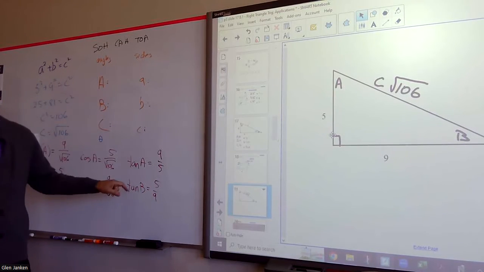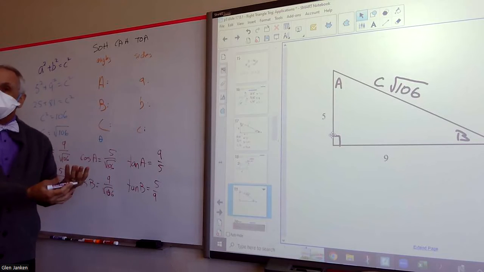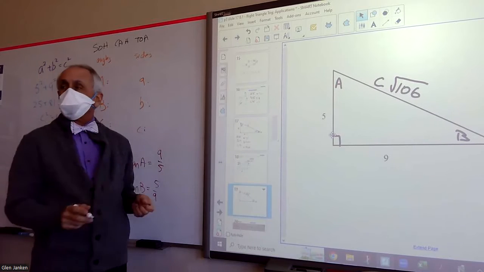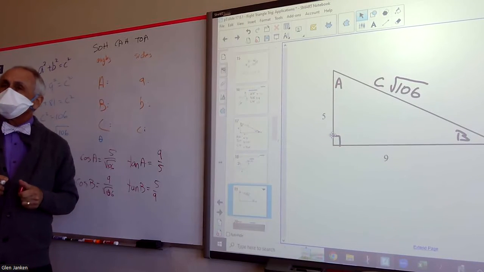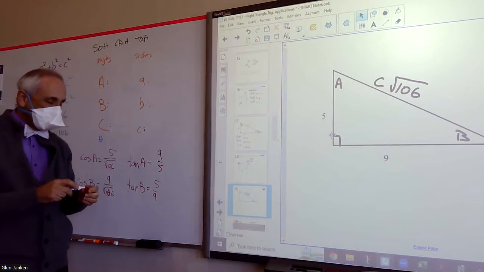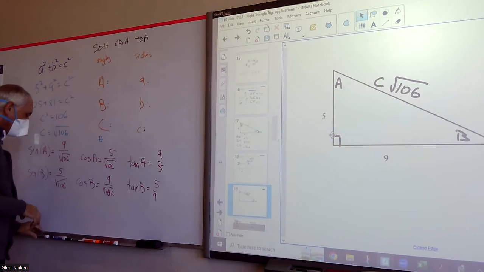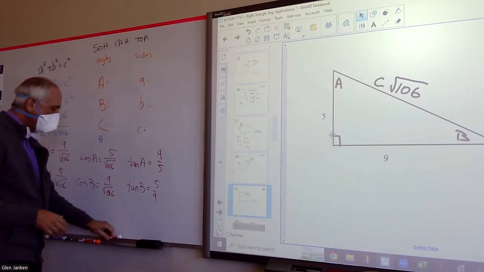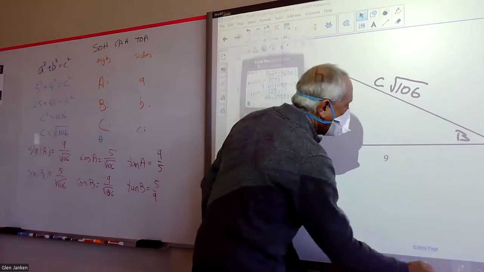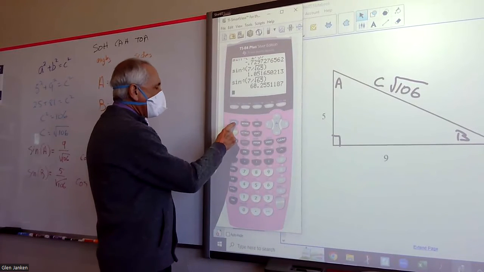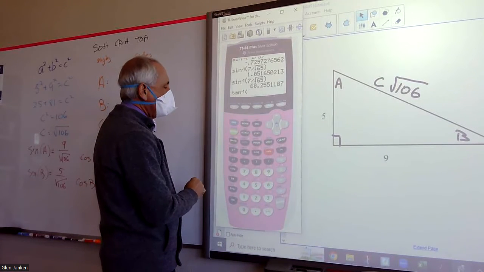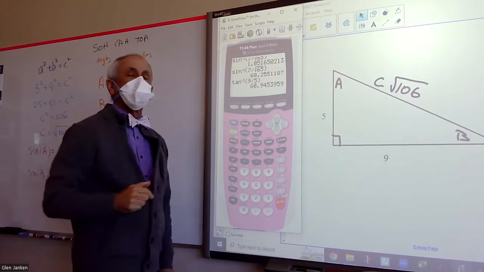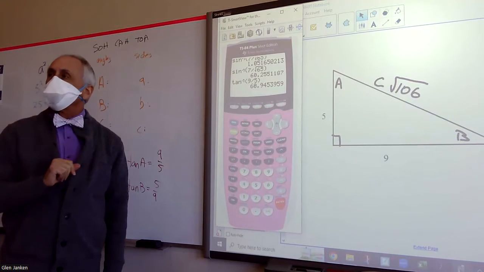And in fact, I could have started with that to find my angles, and then use those angles to find the size of the hypotenuse. Should I say that again? Yeah, I'm gonna do it that way. Let's just take a whole different approach here, just for the heck of it. So if tangent of angle A is equal to 9/5, then I'm gonna go inverse tangent of 9/5, which is equal to 60.95.